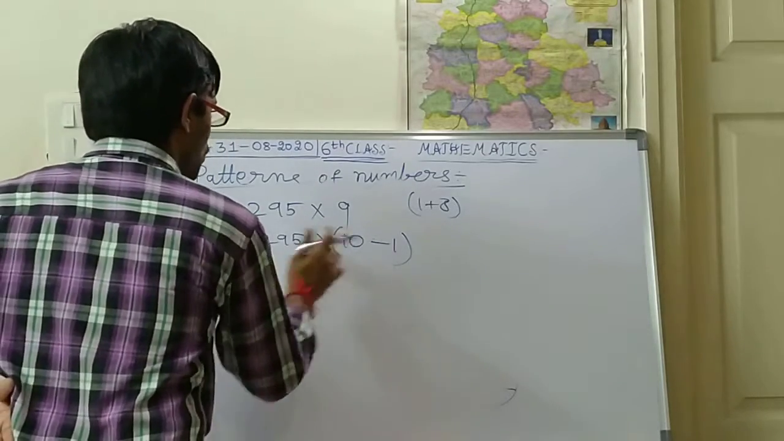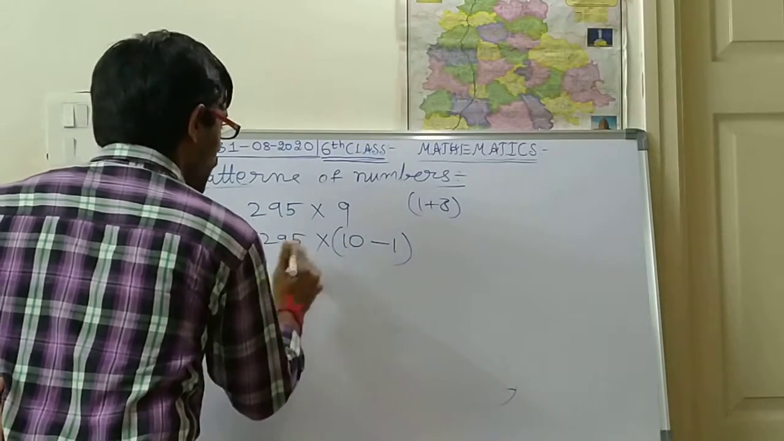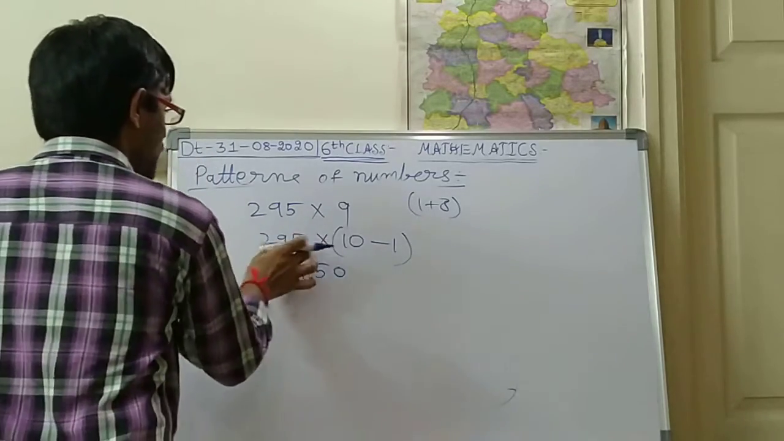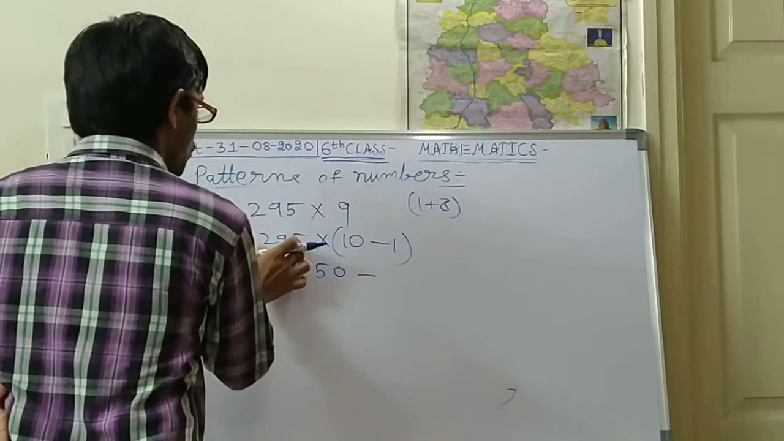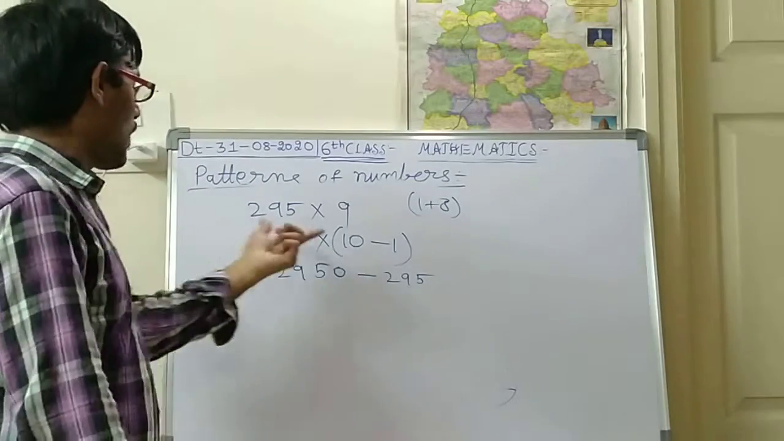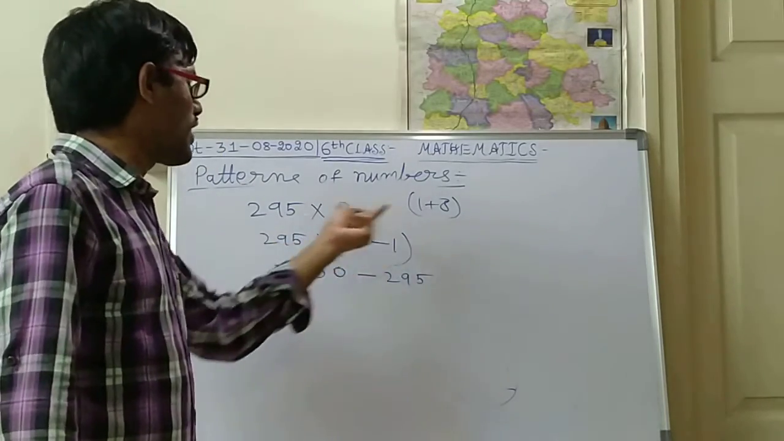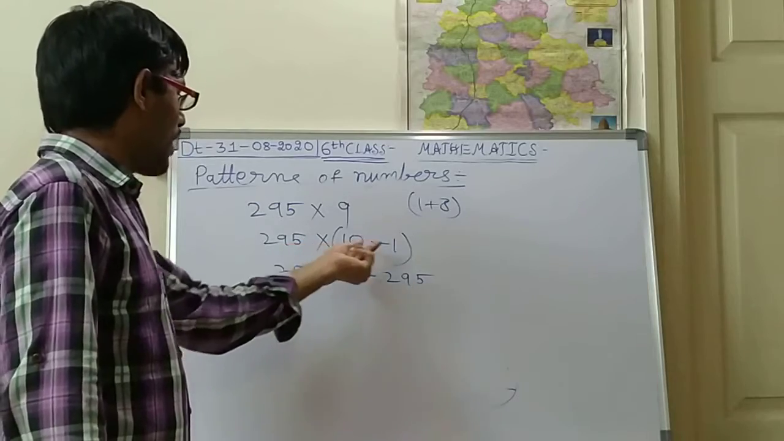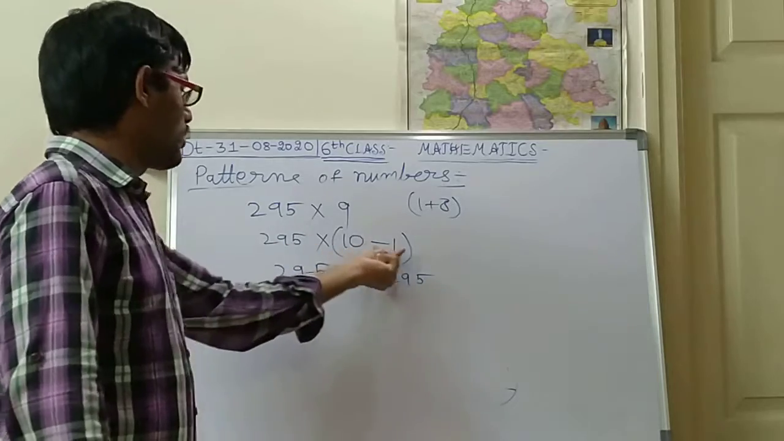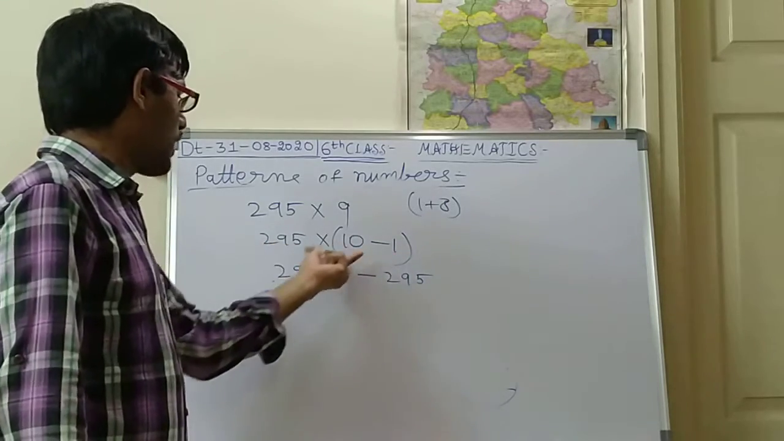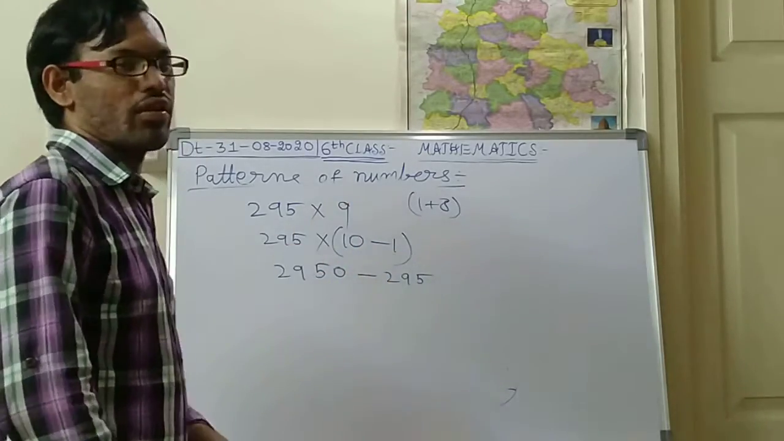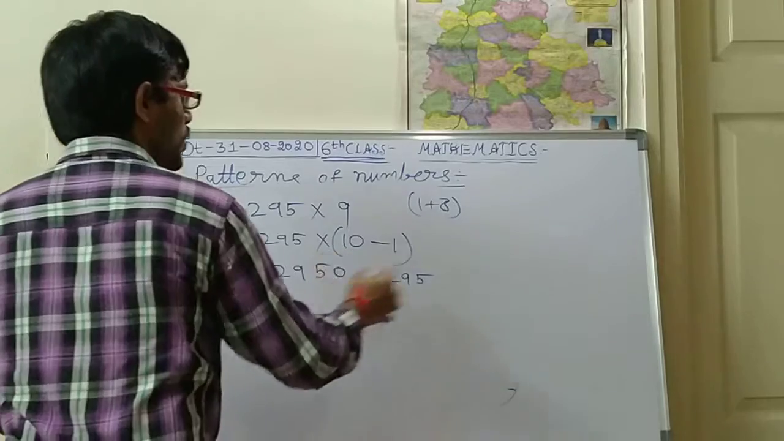Now multiply. 295 into 10 is 2950. Is it right, children? Plus into minus, minus 295 into 1, which is 295. Just see, A into (B minus C) means A into B minus A into C. So 295 into 10 is 2950, minus 295 into 1, 295. So now 2950 minus 295.